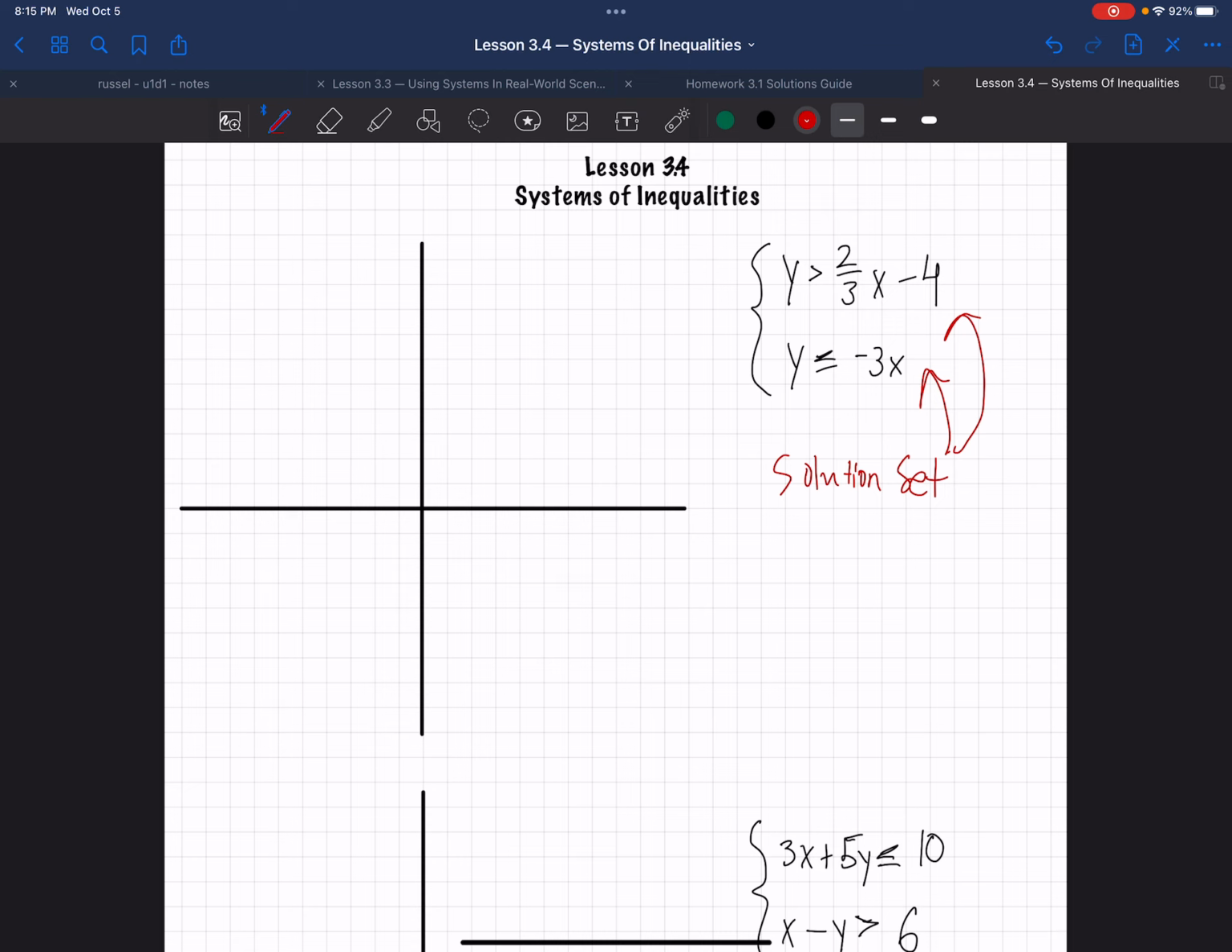Which means we're going to be doing shading of sorts. When I shade, you want to look for the overlapping regions. That will be our solution set. And you'll see what that looks like in just a second.